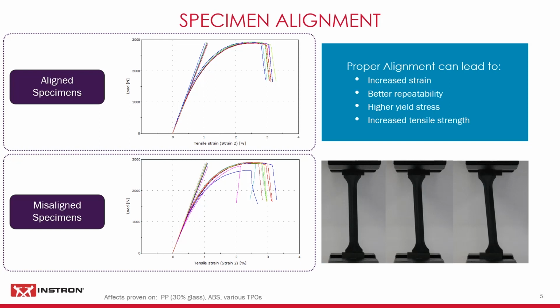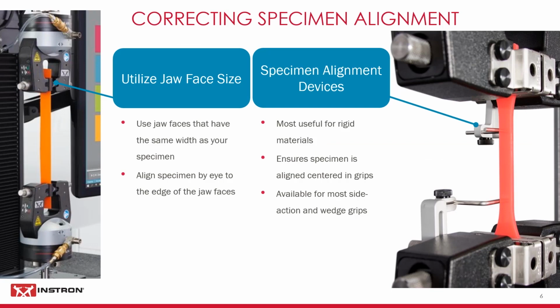It can be difficult to align your specimen by eye perfectly every time, but the good news is that there's an easy fix. We have two suggestions to ease specimen alignment. First, by implementing specimen alignment devices. These are shown on the right side of this slide. These are available for our newer style side action grips and wedge grips. They attach directly to the back of the grip and are highly adjustable for many different specimen geometries.